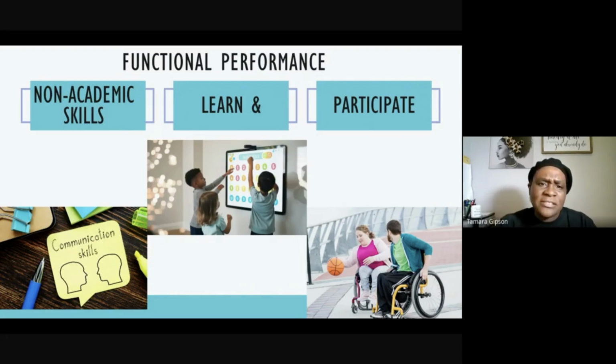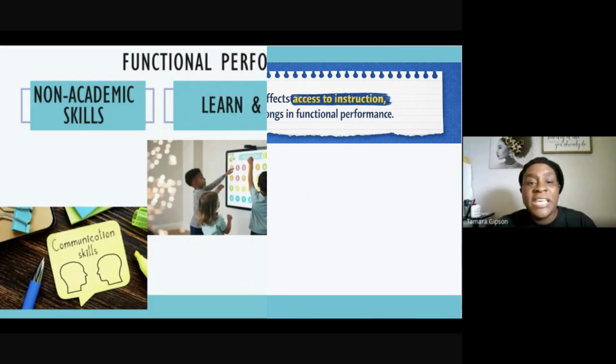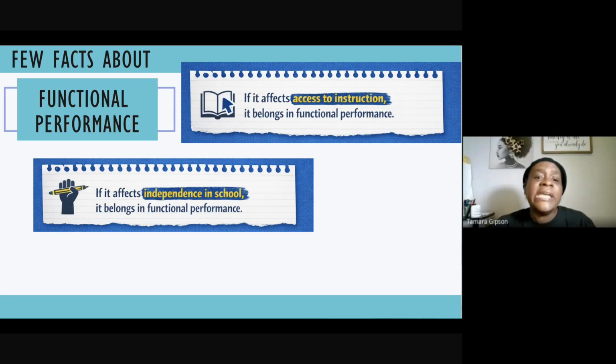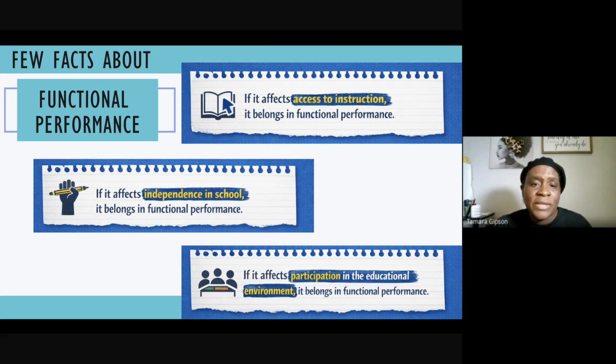So a few facts that I want to throw out. If it affects access to instruction, it belongs in functional performance. If it affects independence in school, it belongs in functional performance. And if it affects participating in the educational environment, it belongs in functional performance. And so now I'm going to dive into this comparison that I was discussing with you earlier.